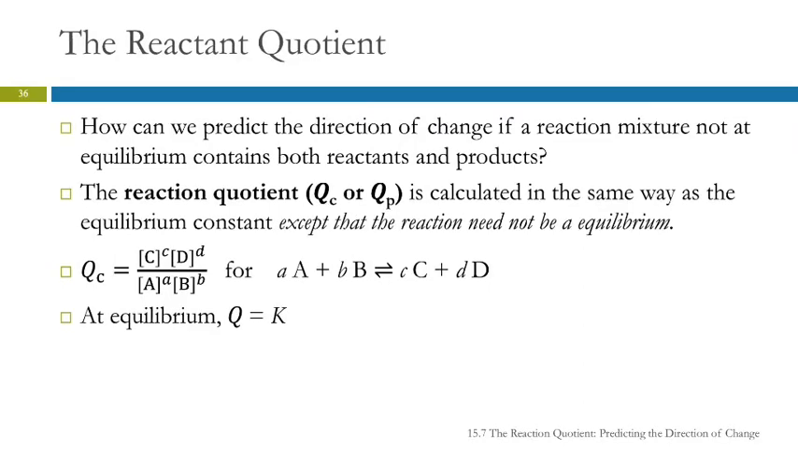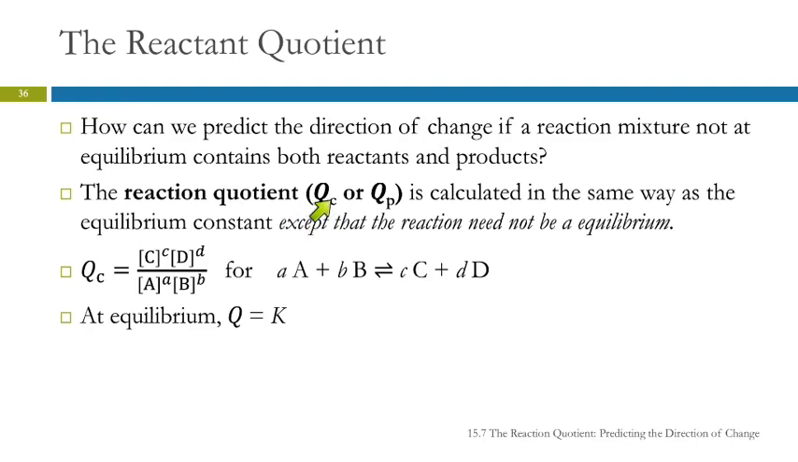Well, what if we have a reaction mixture that's not at equilibrium, but we've got both reactants and products, and what we'd like to know is, is this reaction going to go forwards or backwards when it's going towards equilibrium? So we have something called the reaction quotient that helps us figure that out. And that's abbreviated with a capital Q for quotient.